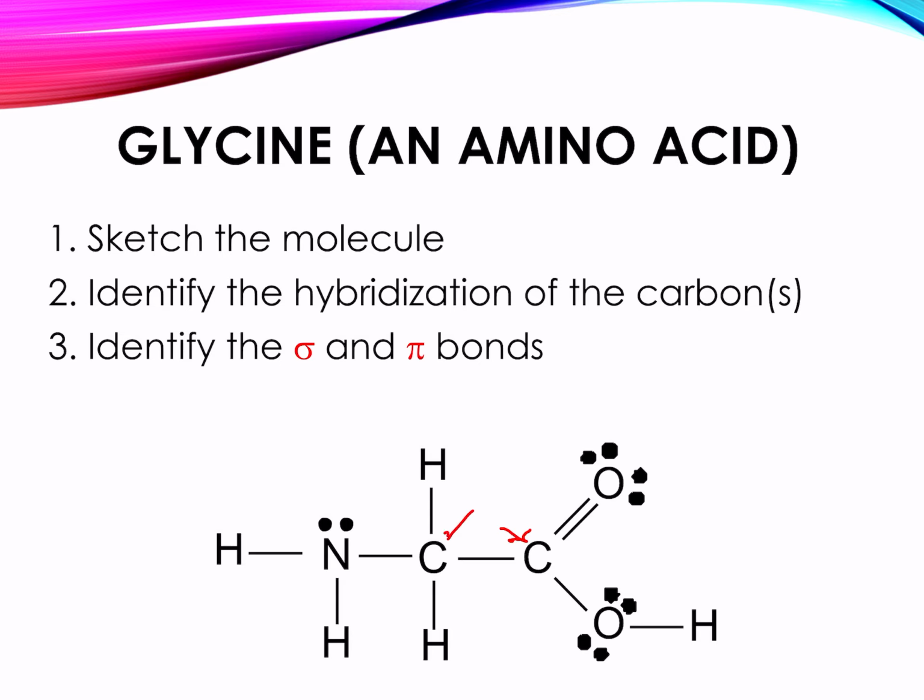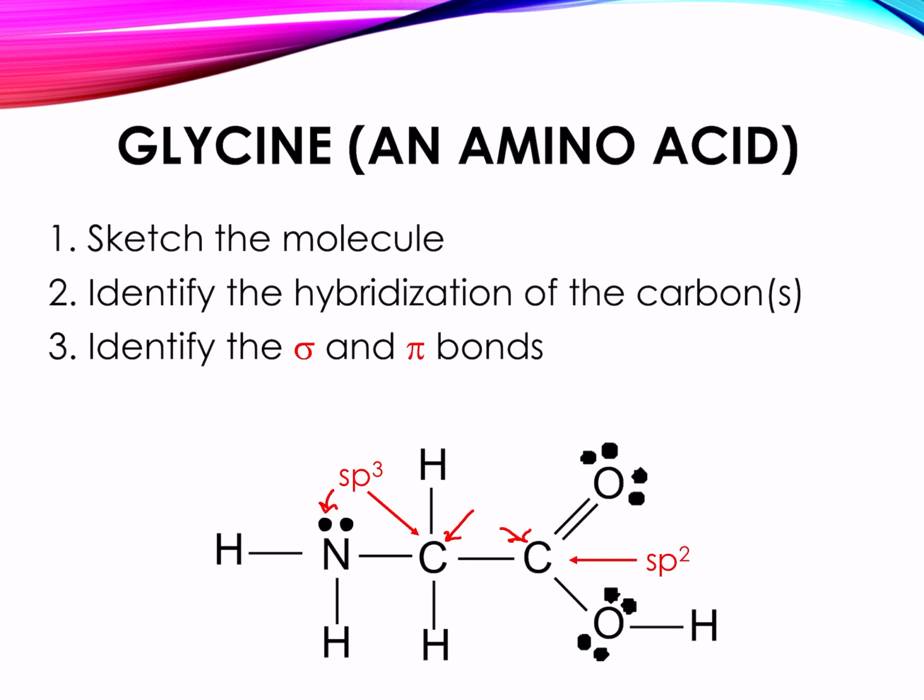This carbon has 4 areas of electron density, right? It has 4 single bonds. So if it has 4 areas of electron density, that carbon is going to be sp3. So we have sp2, sp3. Just for fun, let's do the nitrogen as well. So if we look at the nitrogen, it has 4 areas of electron density. It has 3 single bonds and a lone pair, right? So for a total of 4. So since that nitrogen has 4 areas of electron density, it is also sp3.